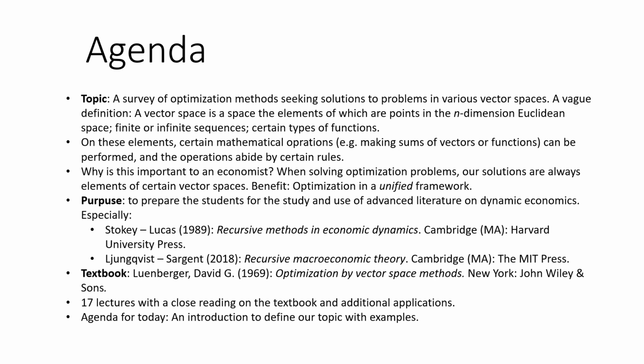The topic is a survey of optimization methods we economists use when solving various optimization problems. It is a fact of life that in solving optimization problems, we work in various vector spaces. So maybe it is useful to start with an initial definition. A vector space is a space, the elements of which are points in the n-dimensional Euclidean space, finite or infinite sequences, or certain types of functions.